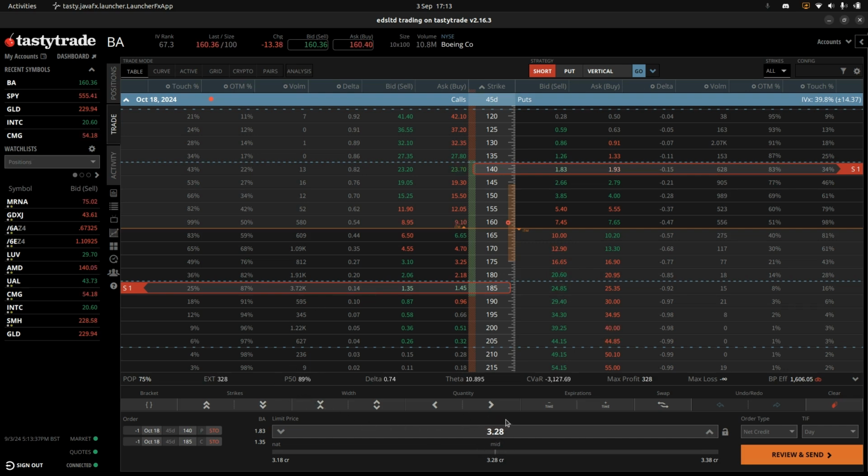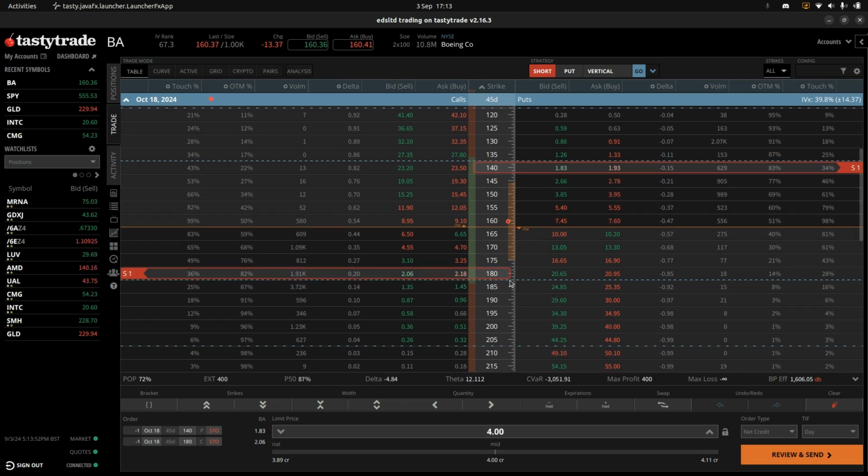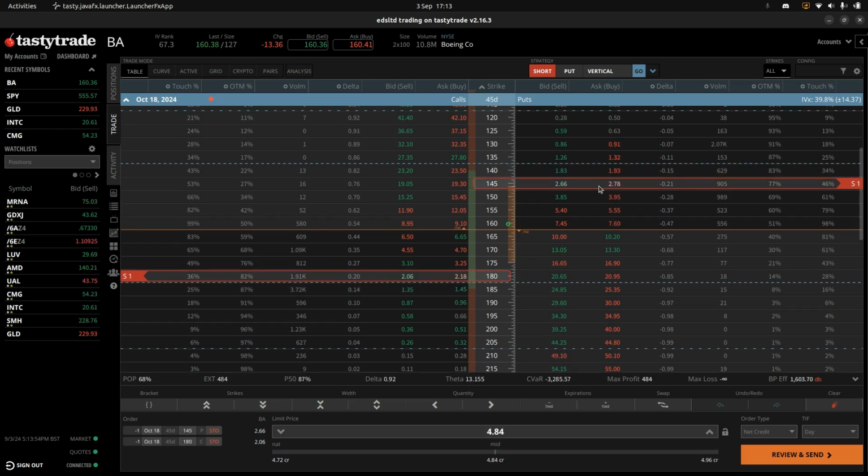$328, let's just say you wanted to collect a bit more, right? And let's just say 75% is good, but it might be a bit too high for you. You might like something close to the 60, 65, 68% mark. So what we can do is move this into the 20 delta, over here to 21 delta. As you can see here, our break-evens are still wider than the expected move. Our probability of profit has dropped to 68%.